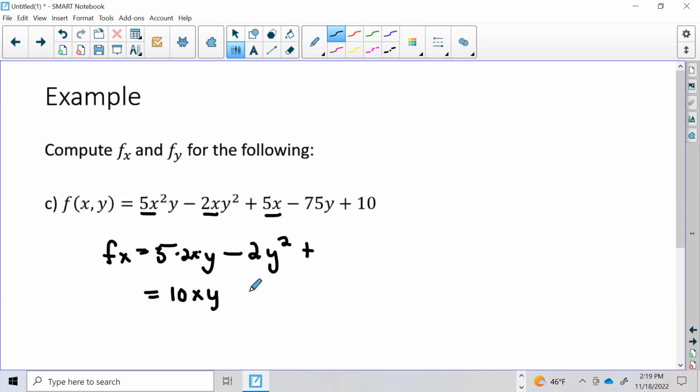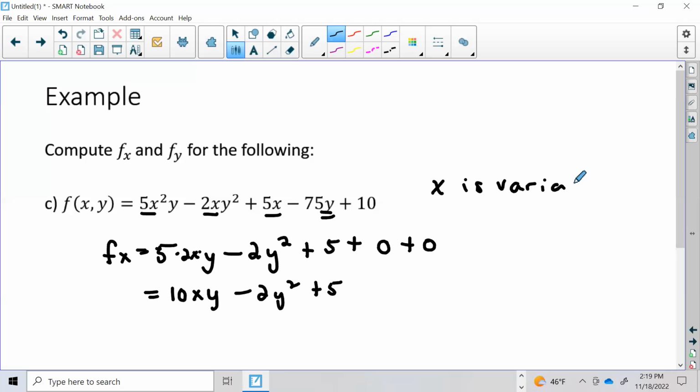Okay, plus the derivative of 5x is just 5. Now, y, remember, is a constant, so the derivative of negative 75y is just like if you were taking the derivative of 10, and that's 0, and the derivative of 10 is 0. Okay, and the only reason, again, is because we're treating x in this case as the variable, and y is a constant. So we're pretending y is just some number. And so our answer is 10xy minus 2y squared plus 5. And that's the derivative of f of xy with respect to x.